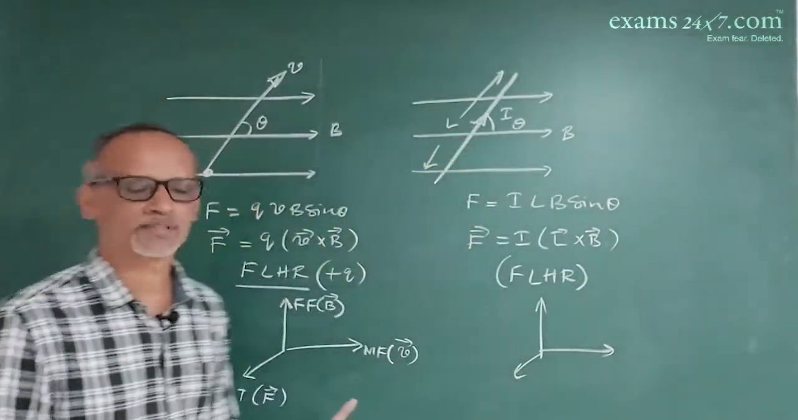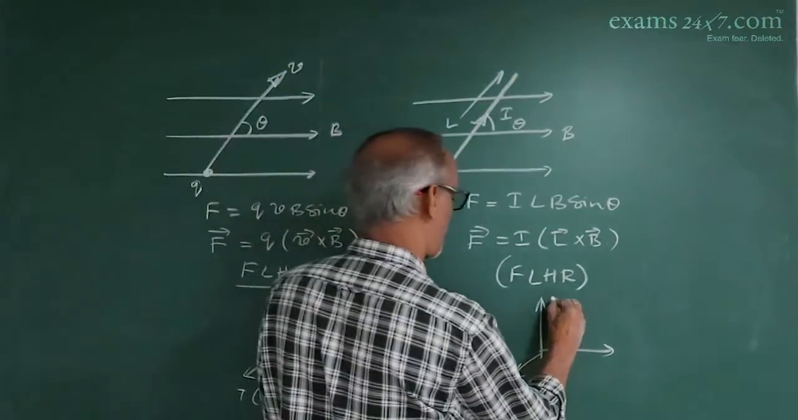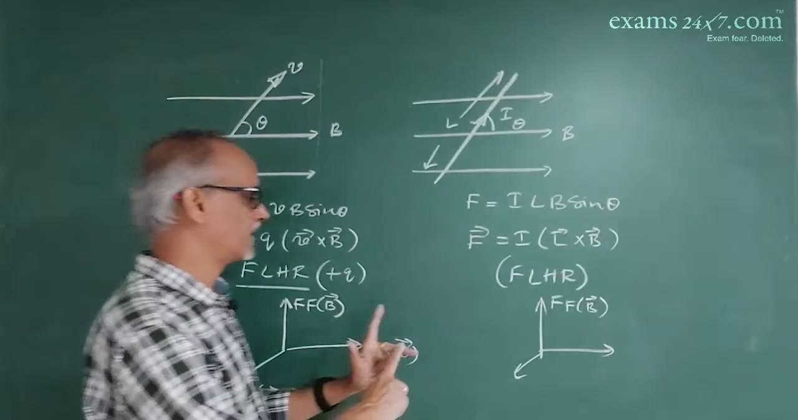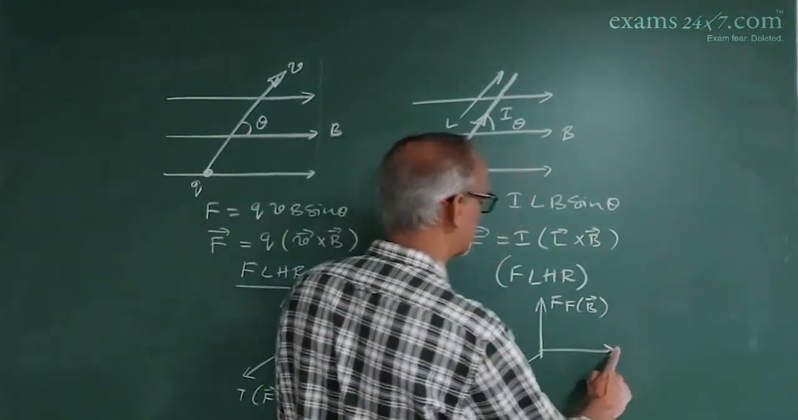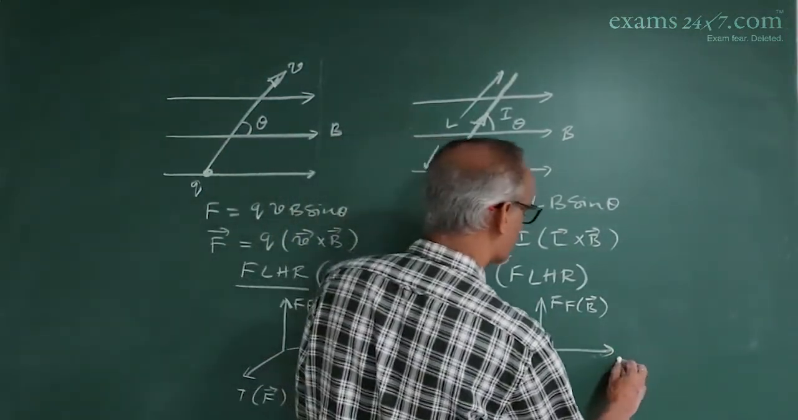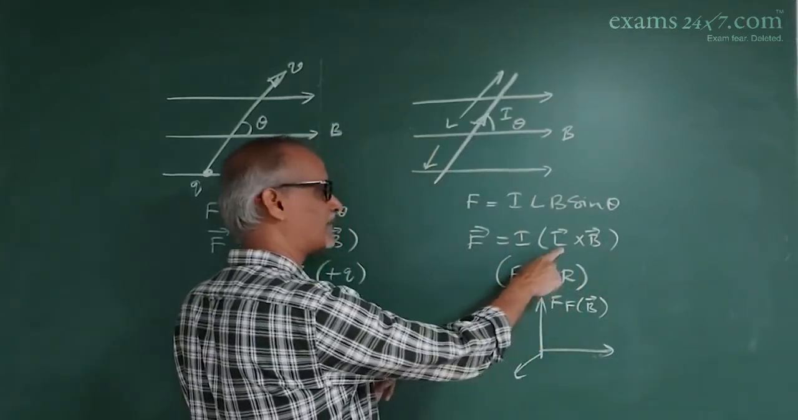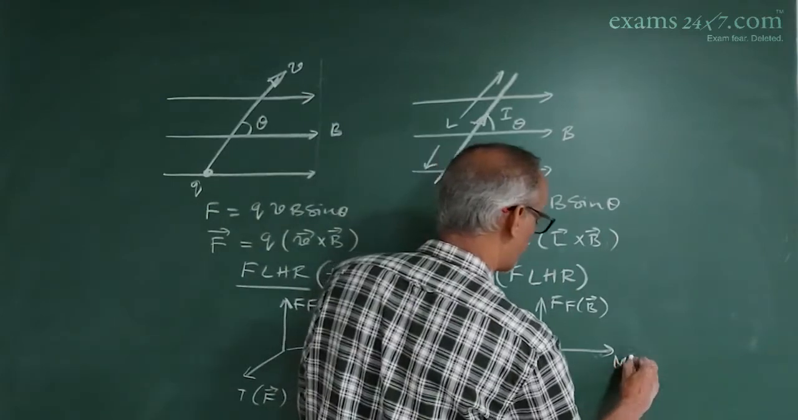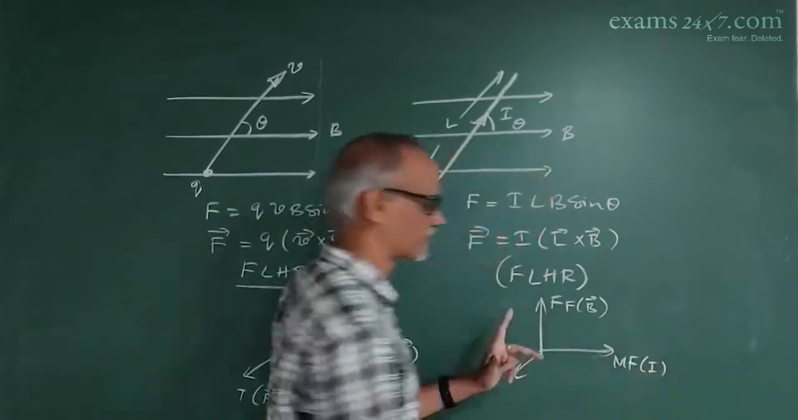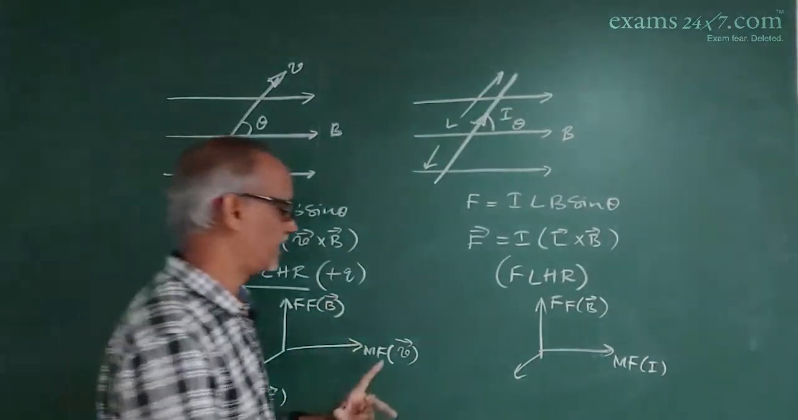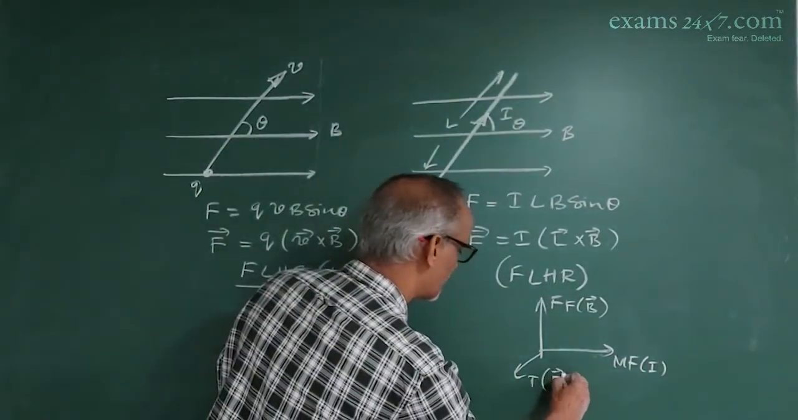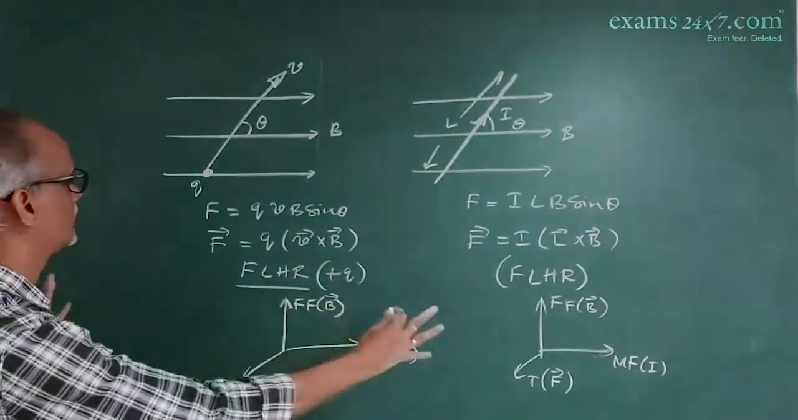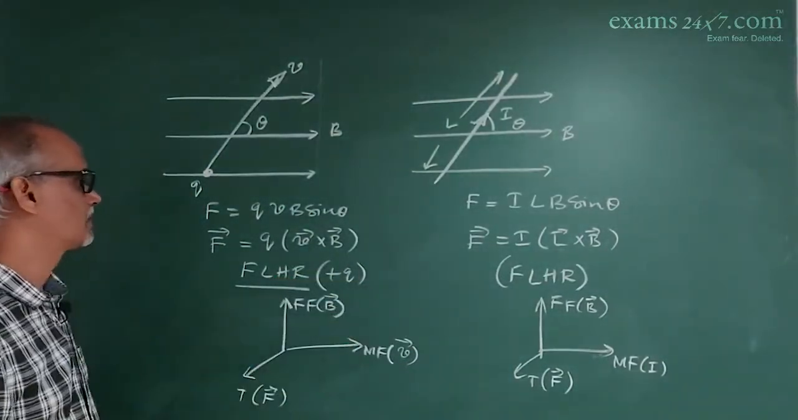Even here, the rule is almost the same. Forefinger indicates the direction of the magnetic field. The middle finger indicates the direction of the current, which is along the direction of the L vector. So the middle finger indicates the direction of the current, which is I. And then the thumb indicates the direction of the mechanical force on the conductor. So that's the comparison. Again, both are very important.